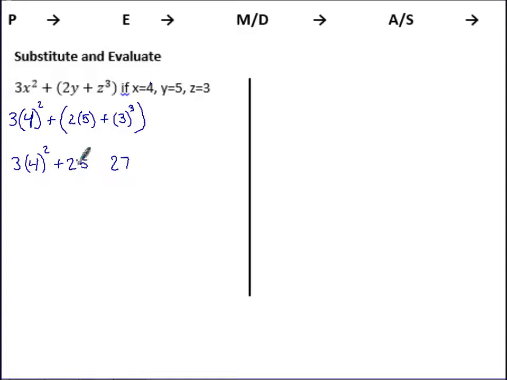So I have 2 times 5 plus 27. It's all still in parentheses. Okay, I'm still working inside this parentheses. The next thing I'm going to look for is multiplication or division. Well, I have 2 times 5 right here, so copy everything else.